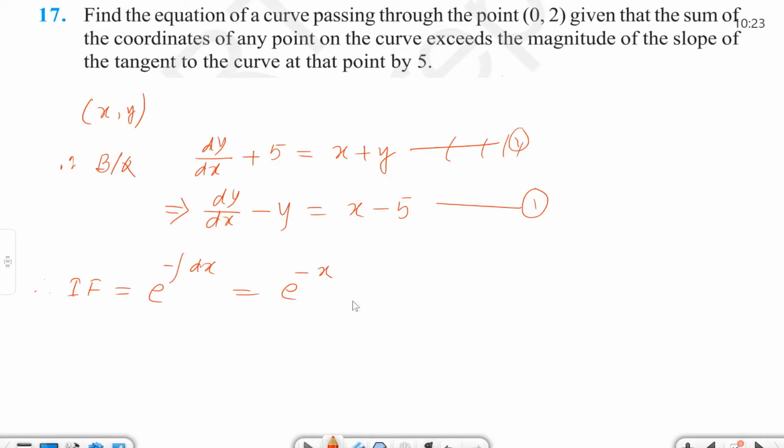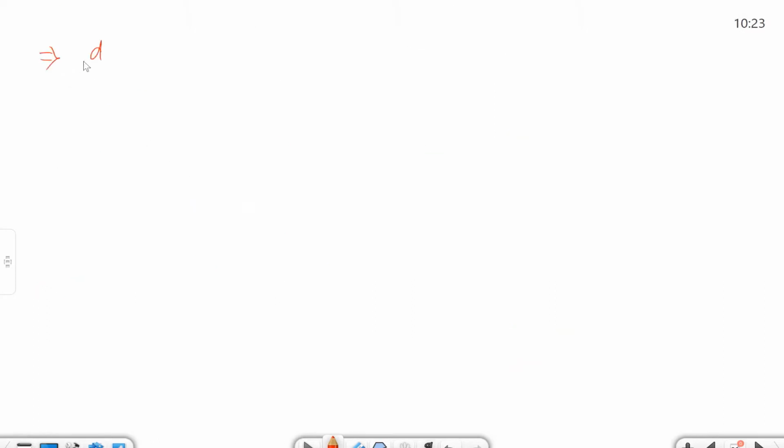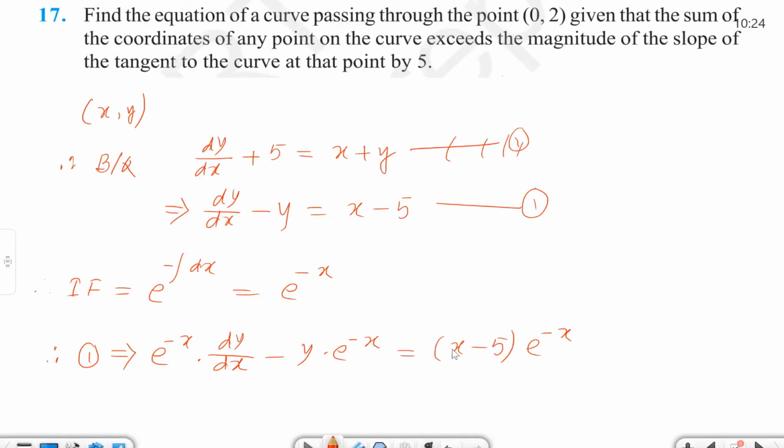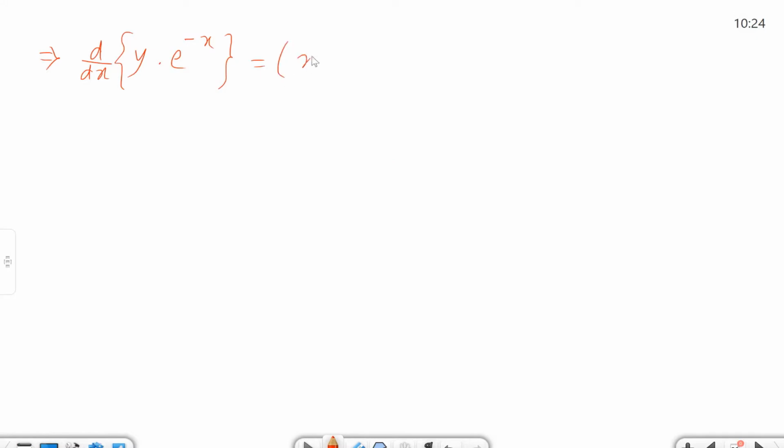This is if. So therefore, take the product: e to the power minus x into dy/dx, then minus y into e to the power minus x is equal to (x minus 5) into e to the power minus x. Next, we will directly write d/dx of y into e to the power minus x is equal to (x minus 5) into e to the power minus x.